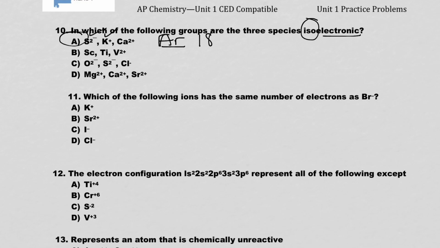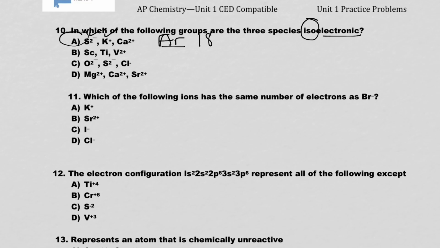And then if you look at C, oxide and sulfide, they're in the same group, but they have very different numbers of electrons to begin with. And then the same thing with magnesium, calcium ions, all three of those ions with strontium. They all are in the same group. So this is about same electrons. That's key to know what that vocabulary word means.